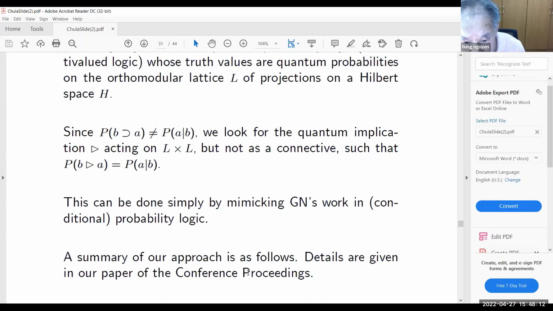But I did not know this problem until last year, when I happened to look around and see that this is very easy to do, yet they don't do it. So we have to do it. You can see how our approach follows. Details are given in our paper, I mean, in the conference proceedings, that is, the Thailand conference of econometrics in Chiang Mai last year.